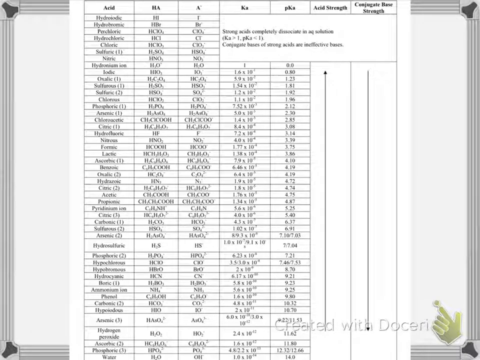So let's go ahead and take a look at this chart. This is the chart that's on page 25 of your PDF file. And what this does is it shows us the K values, and that's specifically this column right here. It shows us the K values of different acids. Now it has them in order of strength. The stronger the acid, the larger the K value.